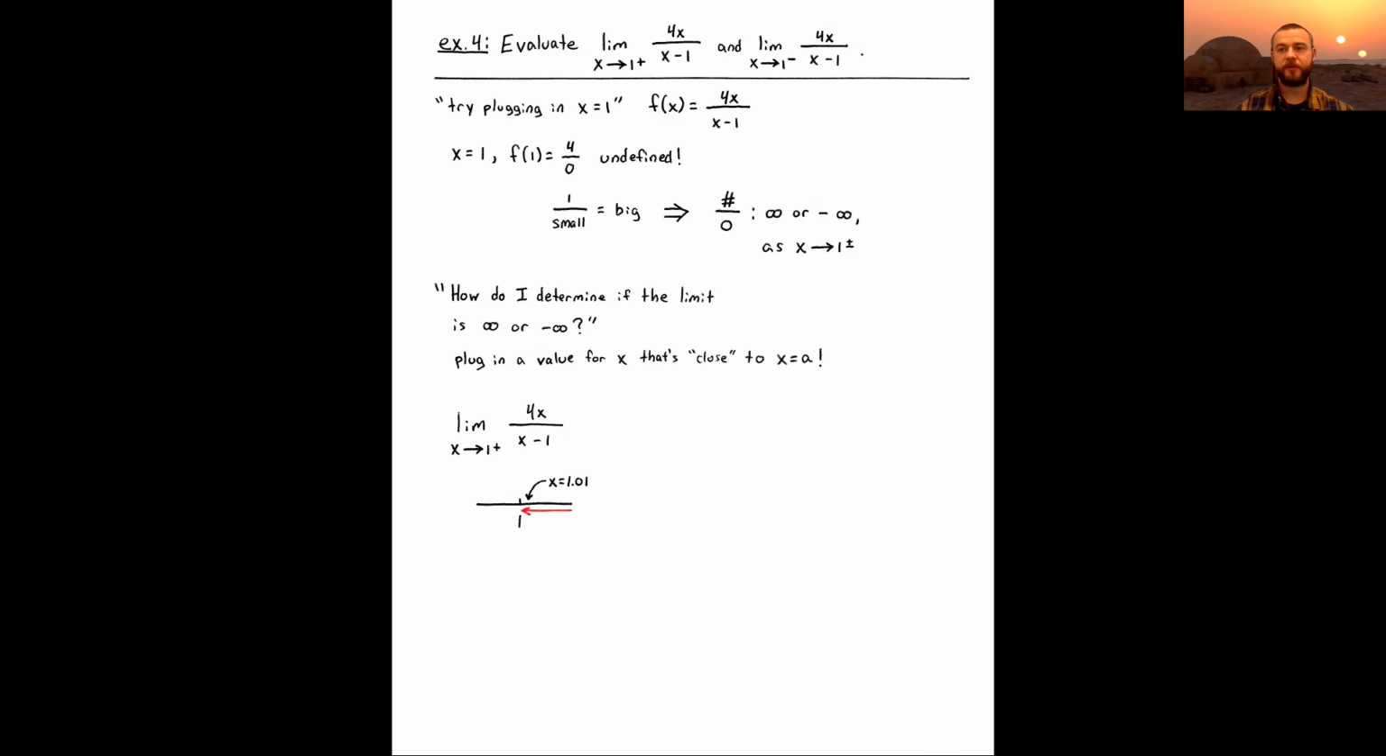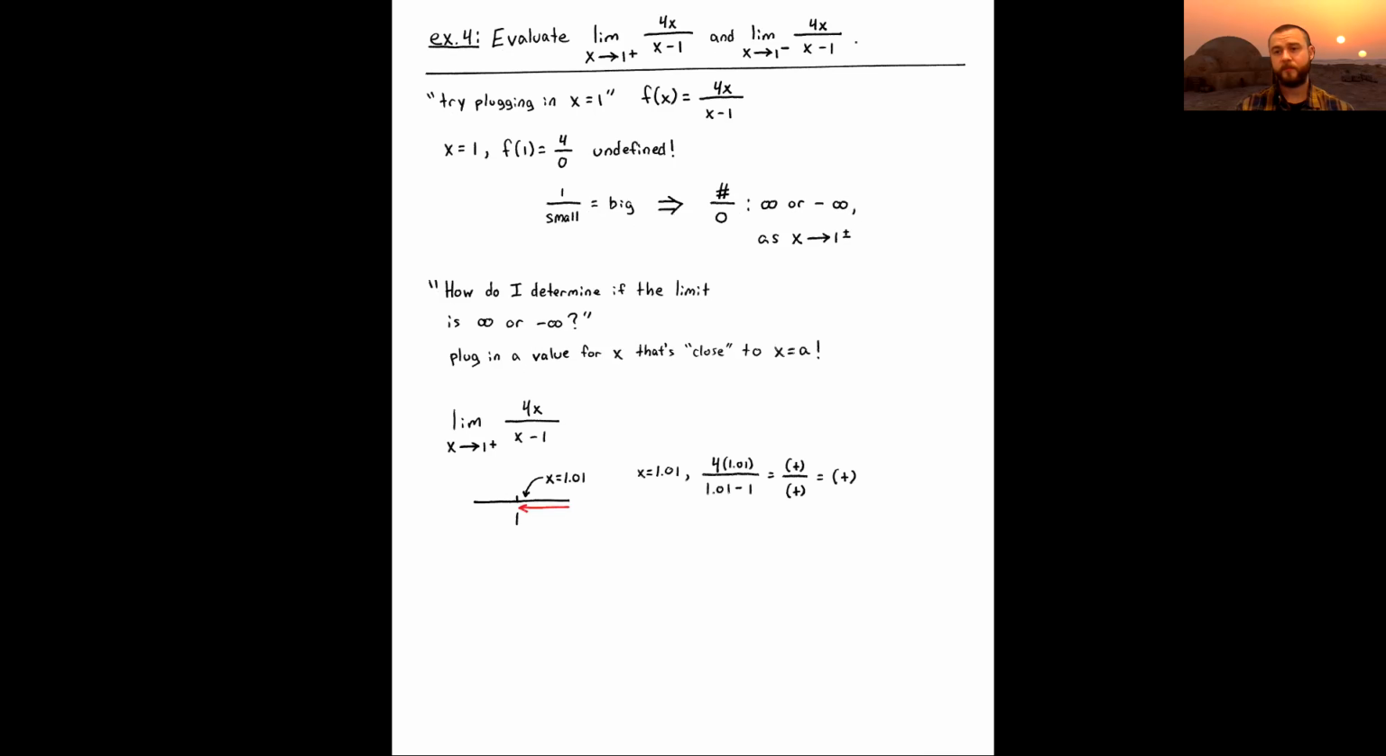I don't have a good answer for how close is close enough, but here I think most of us would say 1.01 is close to 1, but on the right. And what we're going to do is plug in x equals 1.01. Now we're going to try to do this without a calculator. What we're trying to determine right now is if our limit is positive or negative infinity. We're just basically trying to determine the sign.